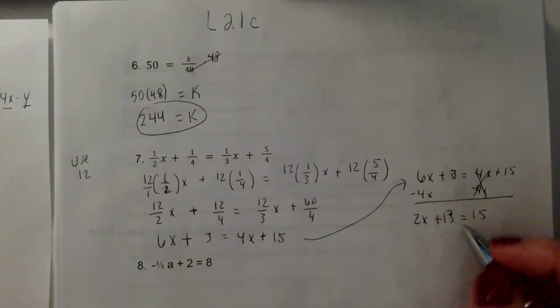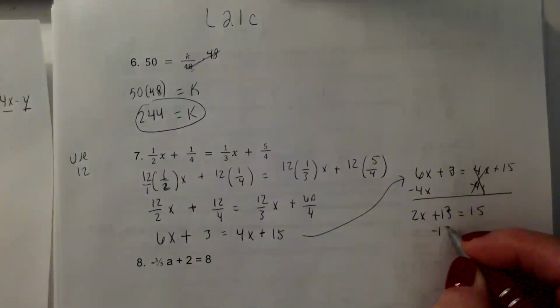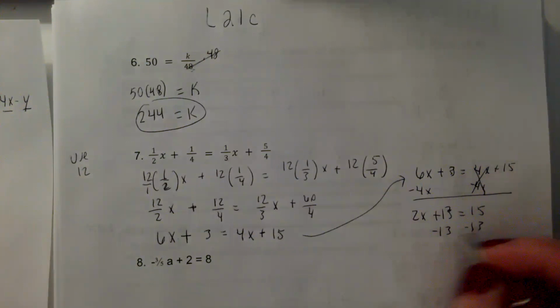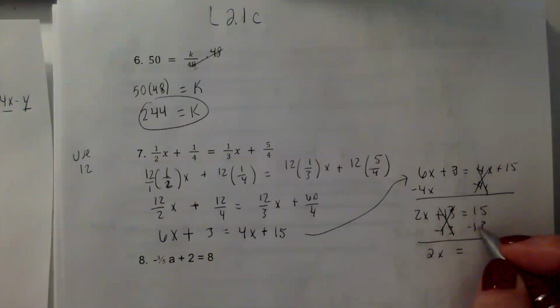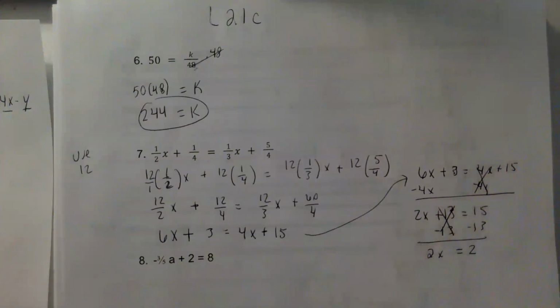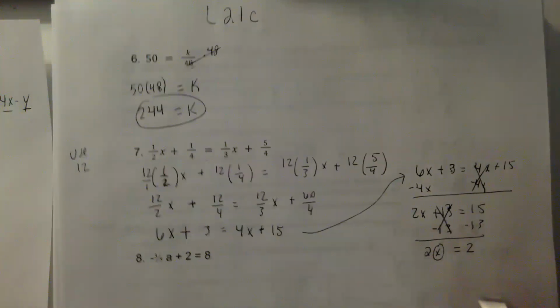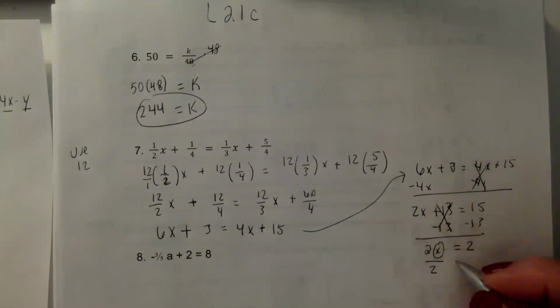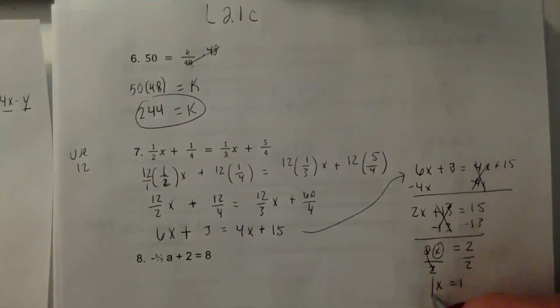I have to move my 13 to the right. And because it says plus 13, I'm going to subtract 13. So those cancel. So I have 2x equals 15 minus 13 is 2. And now we're down to just 2 times x equals 2. So I'm going to use my multiplication division property by dividing by 2. So x equals 1.